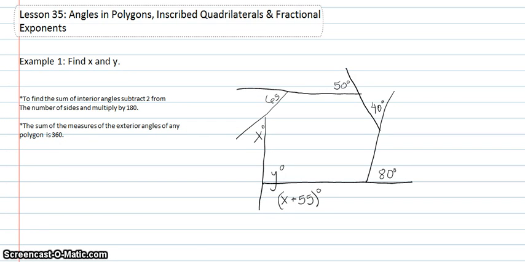In lesson 35, we're looking at angles and polygons, inscribed quadrilaterals, and fractional exponents. Our first example, we're just told to find x and y. Now there's a couple of things that we learn in this lesson, and one is to find the sum of interior angles, subtract 2 from the number of sides, and multiply by 180, and that would give you the sum of the interior angles. Now in this example, we do not need to use the interior angle sum, but that might help us later on.